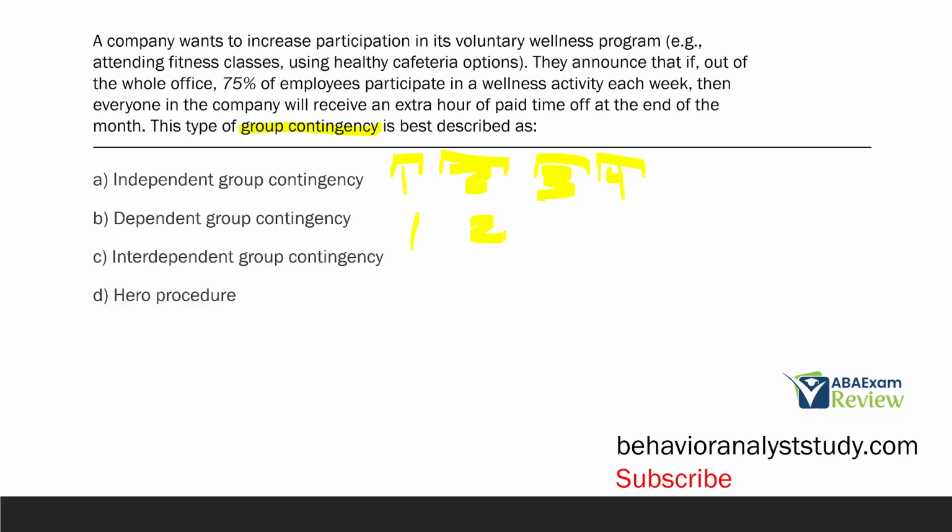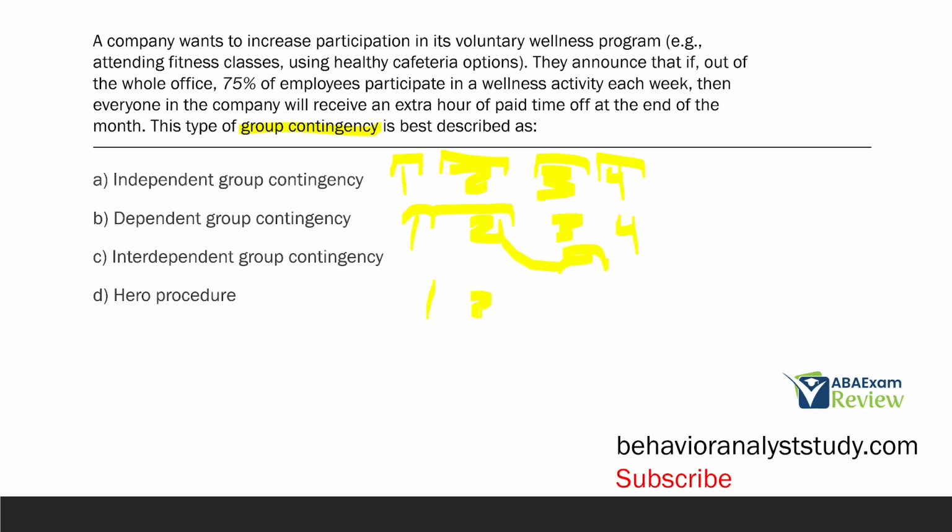If 1 does it, they get the reinforcement, so on and so forth. Dependent group contingency, if you have a group of 4, you have a chosen person or small subset of the group that the whole group is responsible for. So in this case, 1 and 2, or just 1, is responsible for the whole group. If 1 does it, the whole group does it. Or if 1 and 2 do it, the whole group gets the reinforcement.